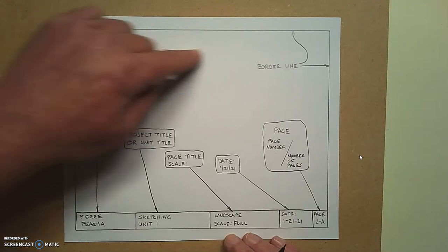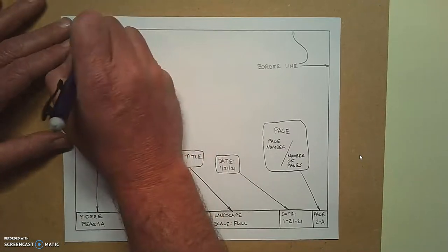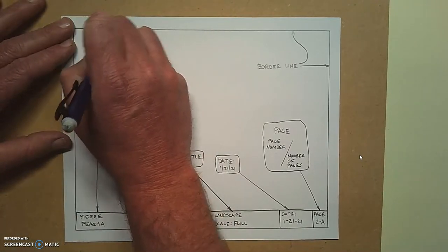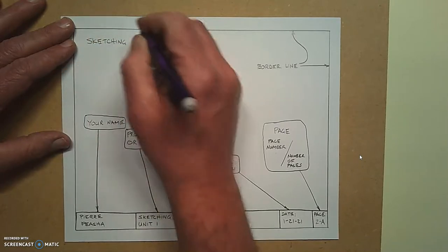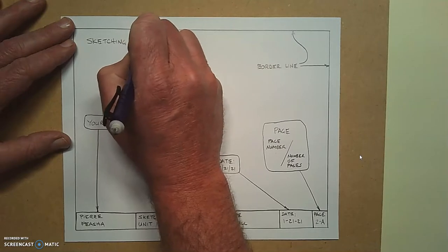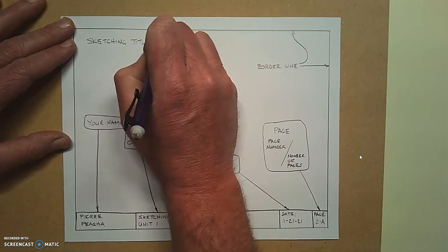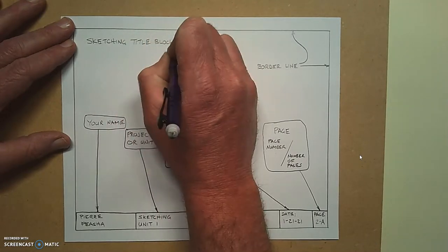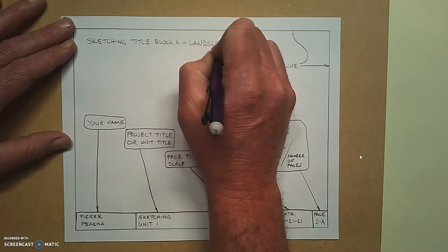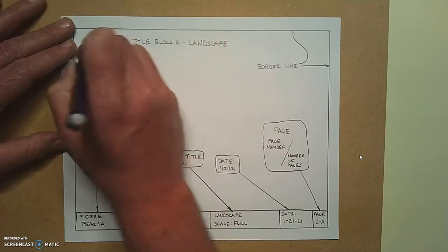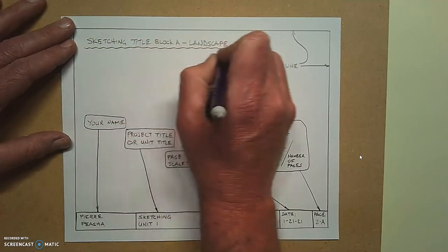So up here we're going to put a title on this drawing. We're going to put this as sketching, in architectural font, title block A. And then a dash, and I'm going to say landscape. Put a little squiggly line under it, like that.